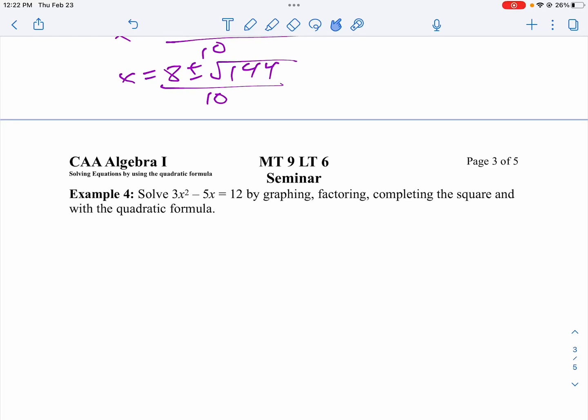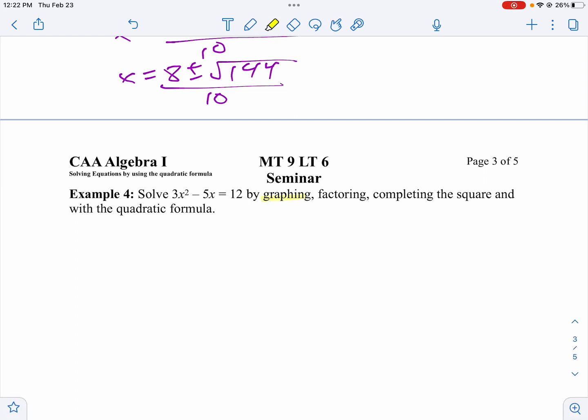Now in example 4, we're going to solve this same quadratic equation in multiple ways and see which way you find easier, which way you find harder, which way will work for some problems, which way won't work for other problems. So let's start first by graphing it.